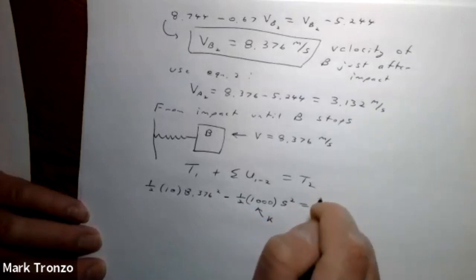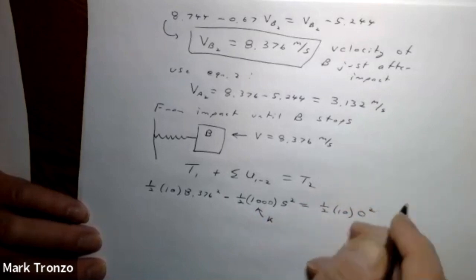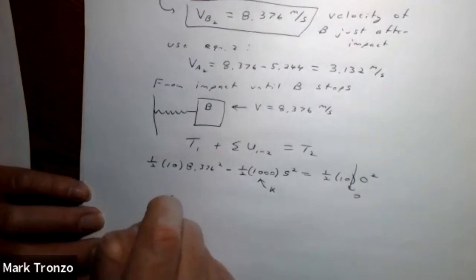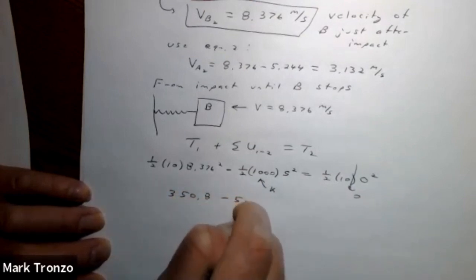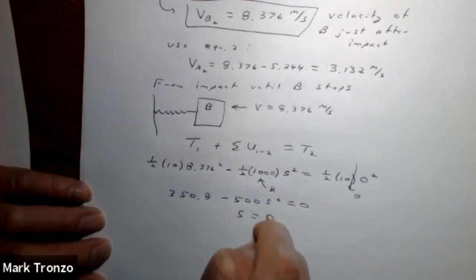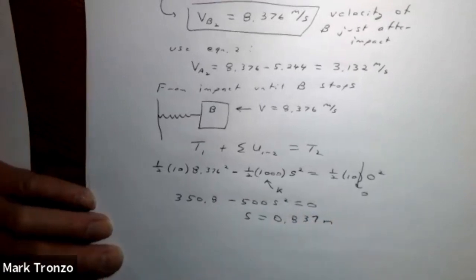And then we want to find the point of maximum compression. That's going to be when the block stops momentarily. So the right-hand side is going to be 0. If you put all this in your calculator, this is 350.8 minus 500 S squared is 0. And S is going to be 0.837 meters. That'll be the maximum compression.